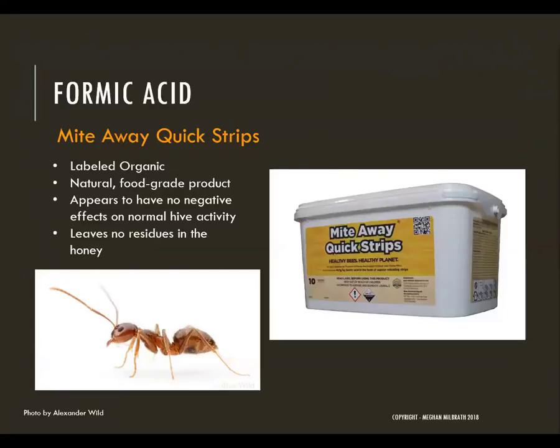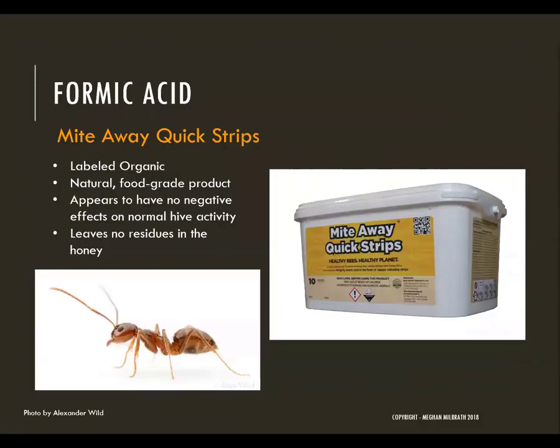All right, so formic acid is another one that you can use in the summertime when honey supers are on. It is labeled organic, so if you're working on an organic farm or that's a concern for you, this is an option that you can use. Again, it's a food grade product, so you can use it when honey supers are on. It doesn't have huge effects on normal hive activity, and it doesn't leave residuals in the honey.